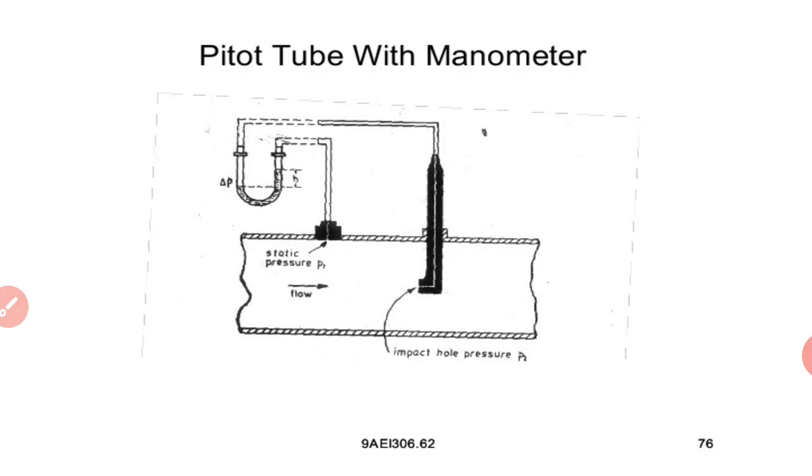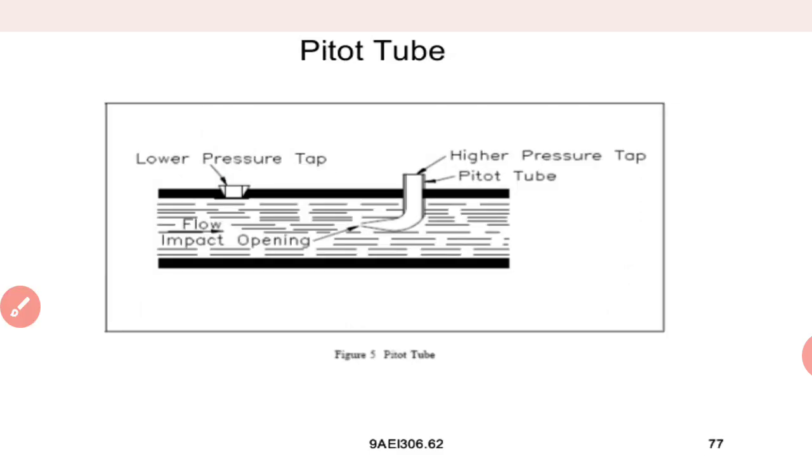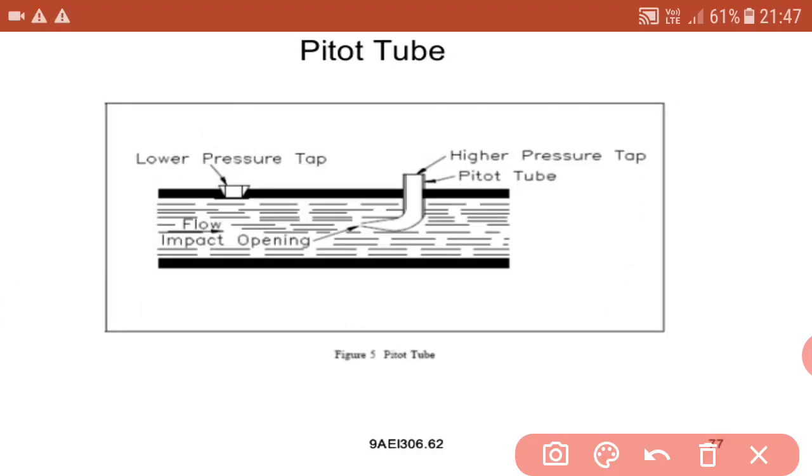Pitot tube with manometer. So this is also one arrangement of a Pitot tube with a manometer. Here we can see this Pitot tube, and one end is placed inside the pipeline. So this is another arrangement for a Pitot tube. This is also one arrangement for a Pitot tube.